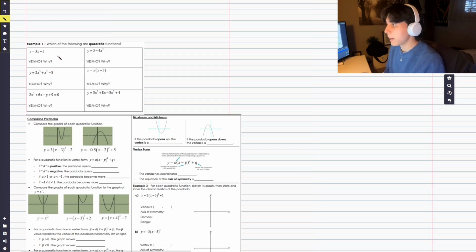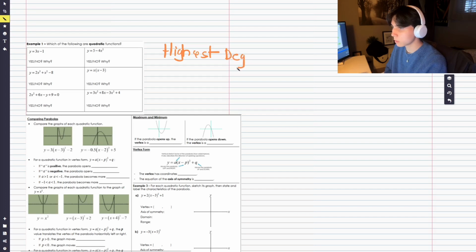So, to begin with, we have example 1, which asks: which of the following are quadratic functions? To determine a quadratic function, the highest degree of x has to be 2. What that means is the highest exponent of x has to be x squared. If we take a look at the first problem, we're just left with 3x, and we don't have an x squared there, so that's just going to be a no. The reason why is because we don't have x squared.